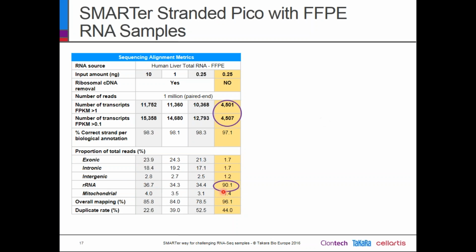But when we compare to the results when we don't use the ZAP-R and the R-probes, we can see that we have 90% of reads that align to ribosomal RNA, and more importantly, we are detecting 3 times fewer transcripts than when we use the method. So it shows that this method will really allow you to increase the sensitivity and to identify more transcripts.